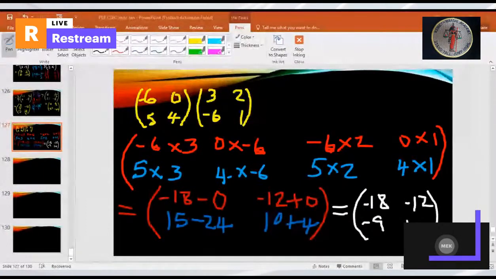All right, guys, so let's jump into the next two. We're going to work 2 more examples of the 2 by 2 multiplication. If you're good, just say, Miss, I'm good. If you understand, just say, Miss, I'm good. So let's go now.